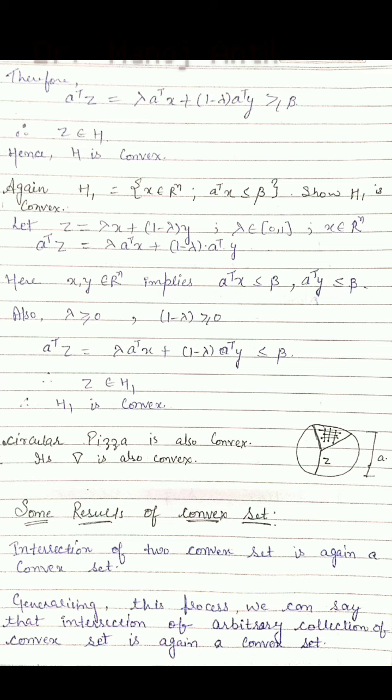So dear students, next there are some important results of convex sets. In this one more thing is also given, that if you take a circular pizza, that is also convex, because if we take a segment of it, it is also convex. So important results are that the intersection of two convex sets is again a convex set, and if we generalize the process, we can also say that the intersection of an arbitrary collection of convex sets is again a convex set.